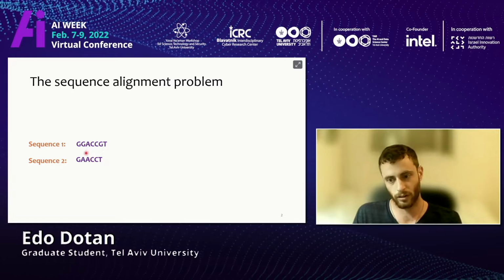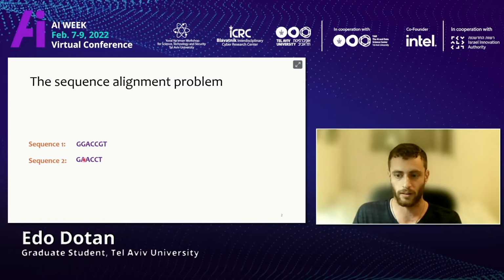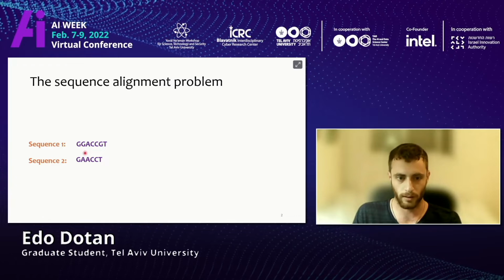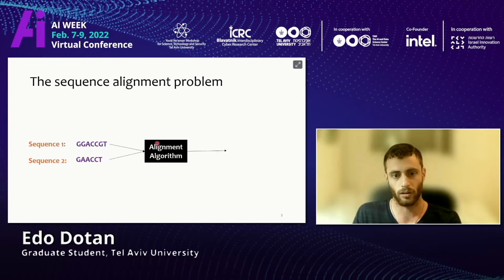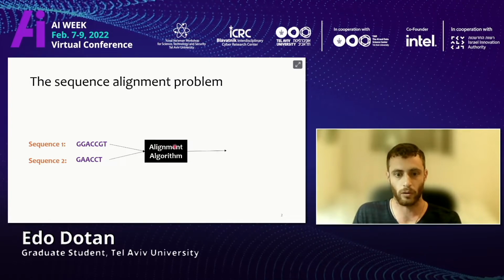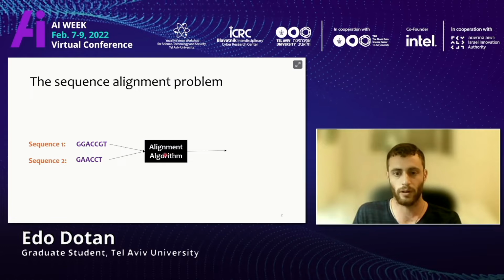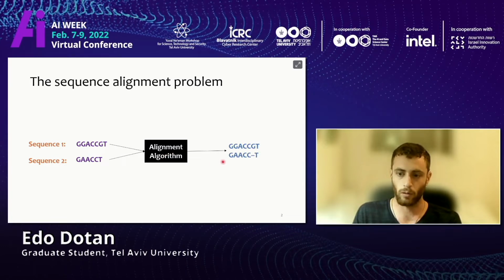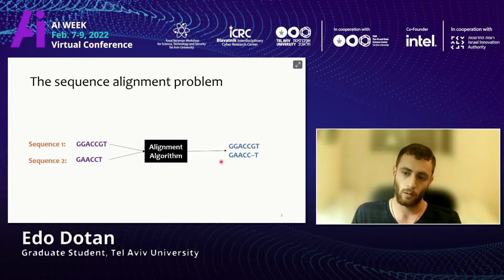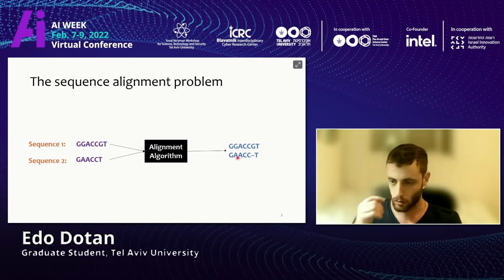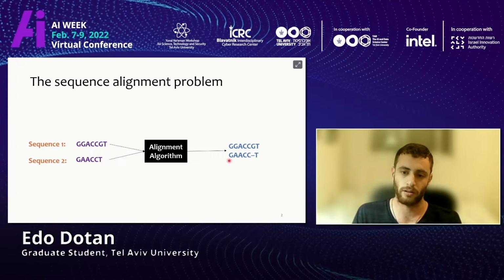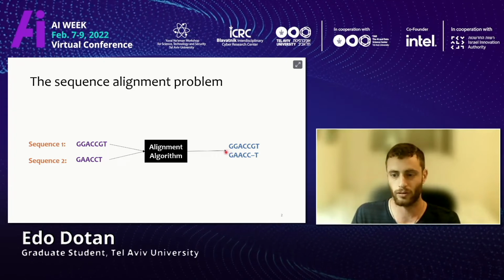Now, consider sequences from a common ancestor. The sequence alignment problem is that once we pass those sequences through an alignment algorithm, we expect to get something like this, where we identify regions of similarity between those sequences.